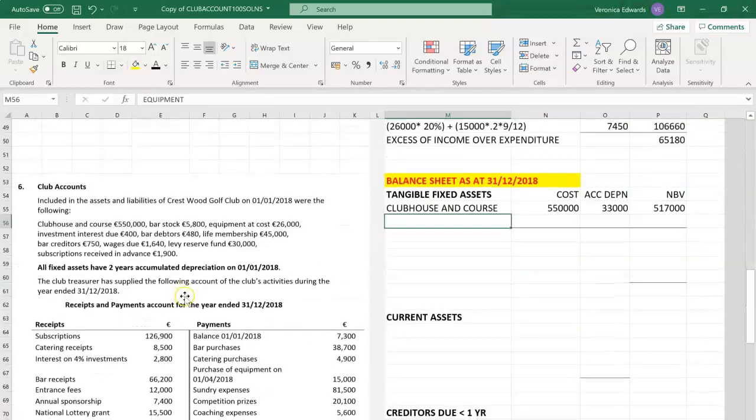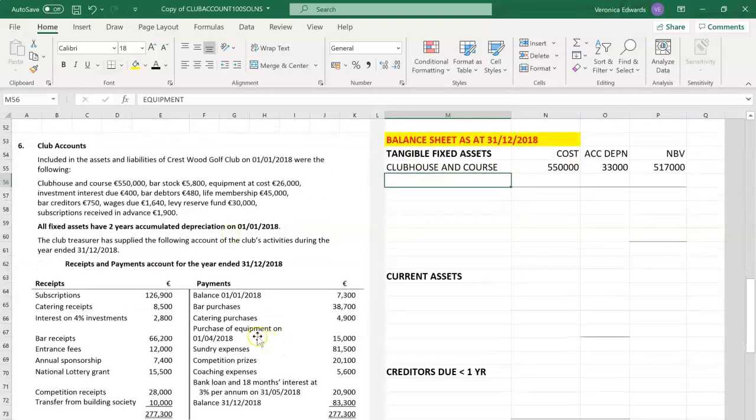What other assets would we have had, fixed assets, at the end of the year? Well, at the beginning of the year, we had equipment. And if you remember, we bought some more. So we would have had our equipment at the end of the year as a fixed asset as well. So let's put that in. So how much did the equipment cost at the end of the year? Well, it cost 26,000 at the beginning of the year. You purchased an additional 15,000 euros worth of equipment. So that brings the cost up to 41,000 euros at the end of the year.